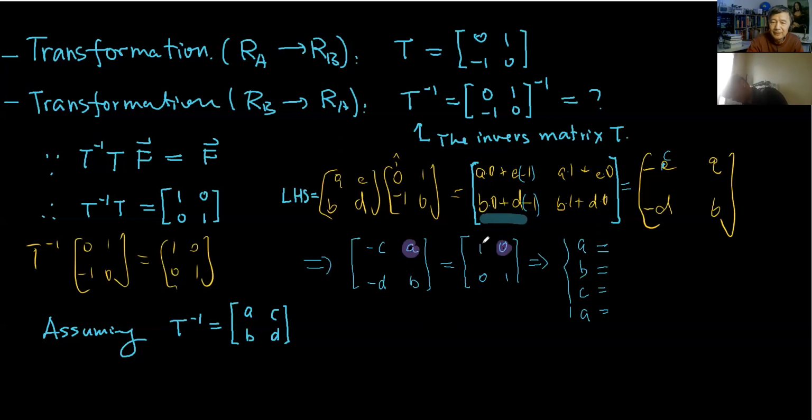Can you write it down here? A is 0. So what is B? B is what? 0 here, 1. Yes. So what is C? C is here. So negative C equals 1. Okay, we have done it.